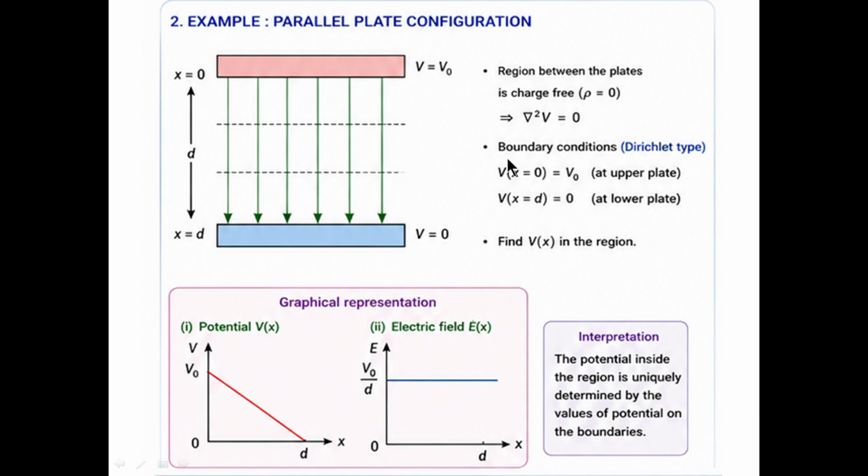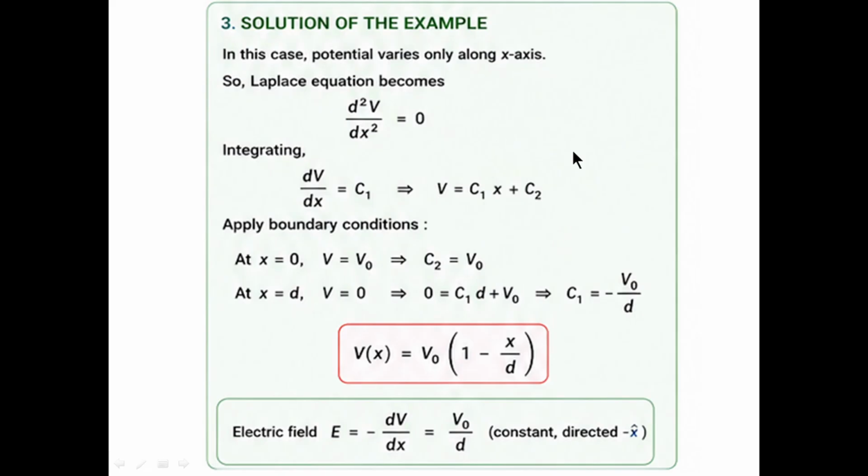Now this type of boundary condition is considered as Dirichlet type, where V is equal to V naught at x is equal to 0 and V is equal to 0 at x is equal to d at the lower plate. Now with the use of these boundary conditions we can calculate the solution of Laplace equation. Now we have a solution. Laplace equation becomes d square V upon dx square is equal to 0 for x direction.